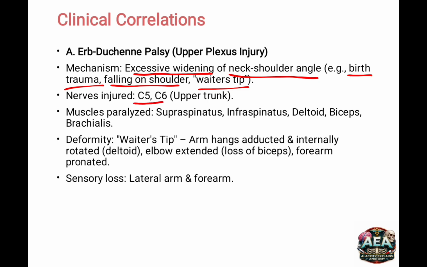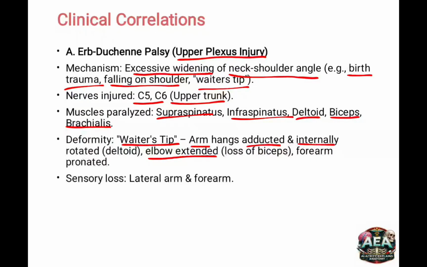Remember, the C5 root and the C6 root together form the upper trunk, so we can refer to this as upper plexus injury. The muscles paralyzed are supraspinatus, infraspinatus, deltoid, biceps, and brachialis. The deformity is called waiter's tip, where the arm hangs adducted. Take note, the arm, not the forearm. The arm is adducted and internally rotated.